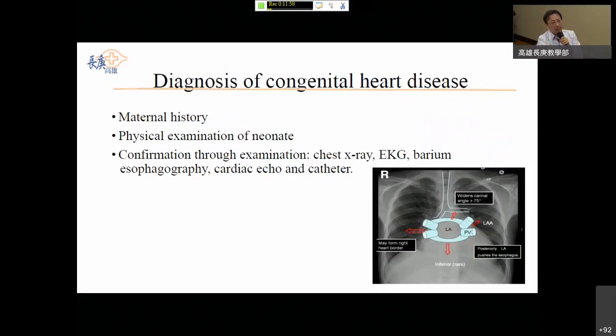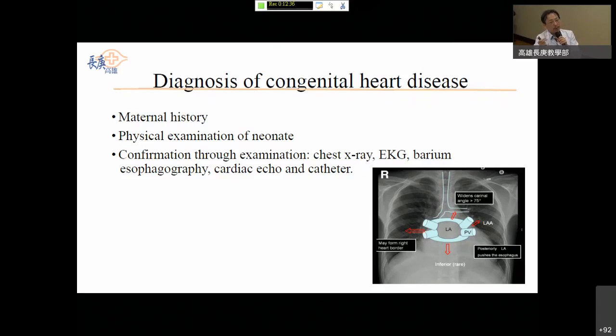So as we move on, for congenital heart disease, there is another very important point about diagnosis, okay? Besides the maternal history, we also need to take a very close physical examination of the neonate, okay? What we mean by neonate is the age from birth to the first month of age. We call it neonate, okay? So the physical examination of the neonate is so important.